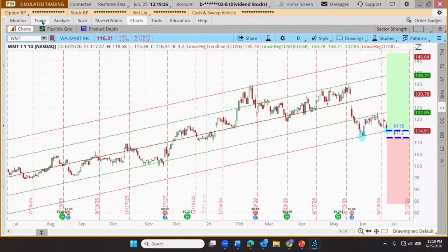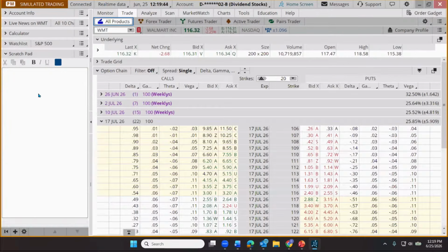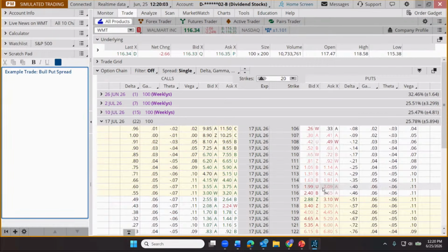Let's go see what we might make from this. Let's go to our Walmart option chain, and here's the trade we're outlining. Our example trade is a bull put spread. Really this one starts with selling a put. Selling a put is a bullish strategy. So if we sell the 115 put, looks like that's trading around maybe $2, $2.05. Let's say we sell the 17th of July 115 put.